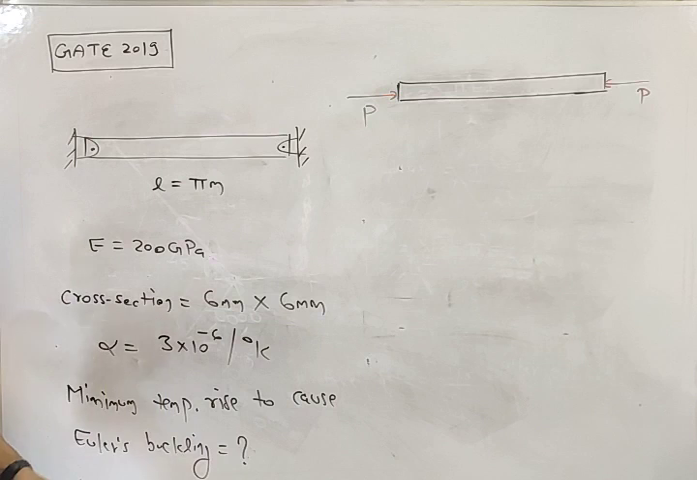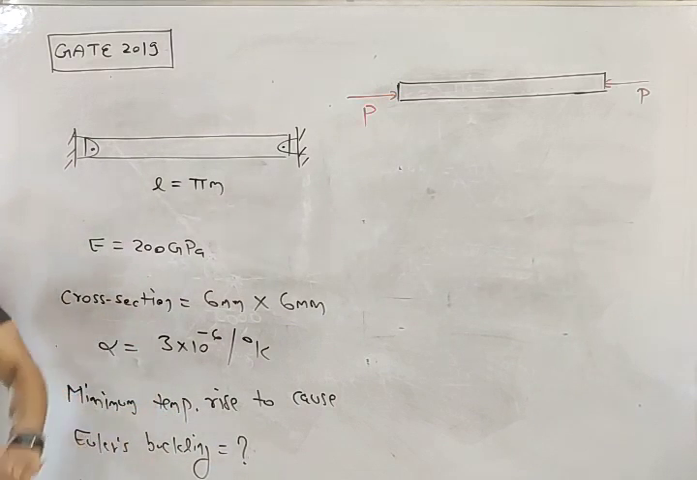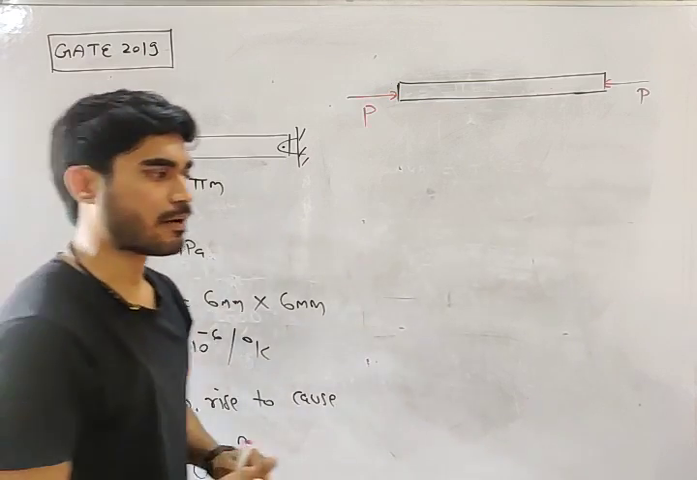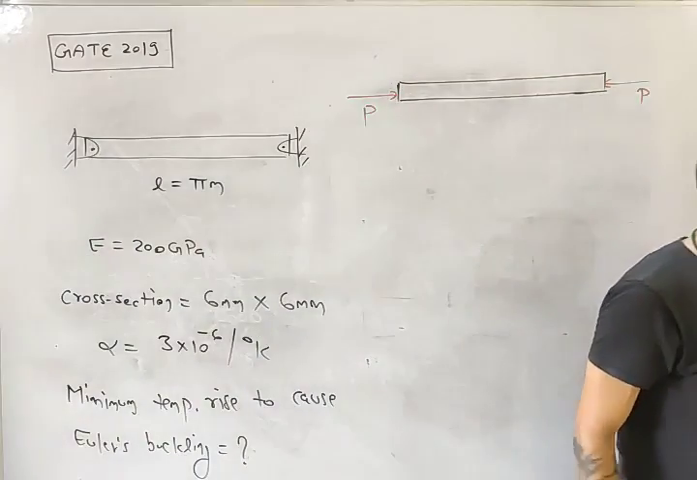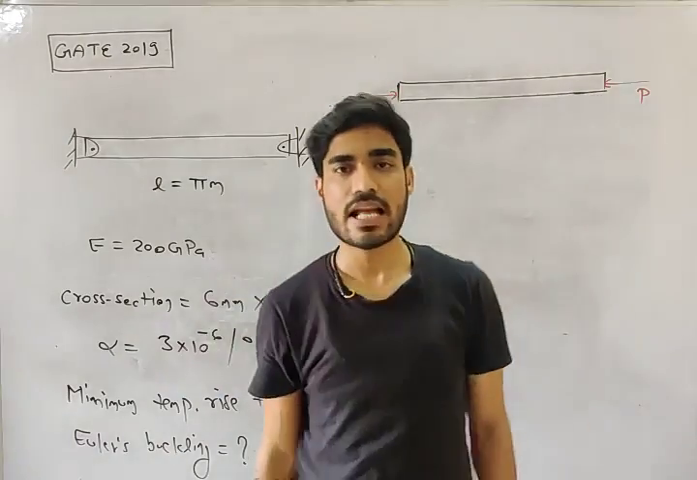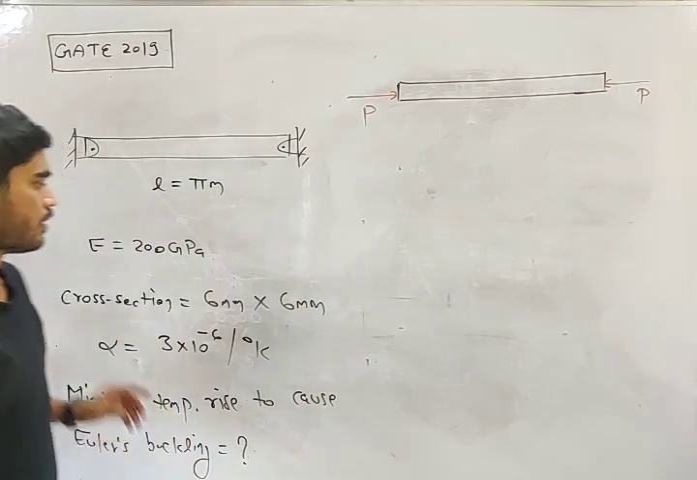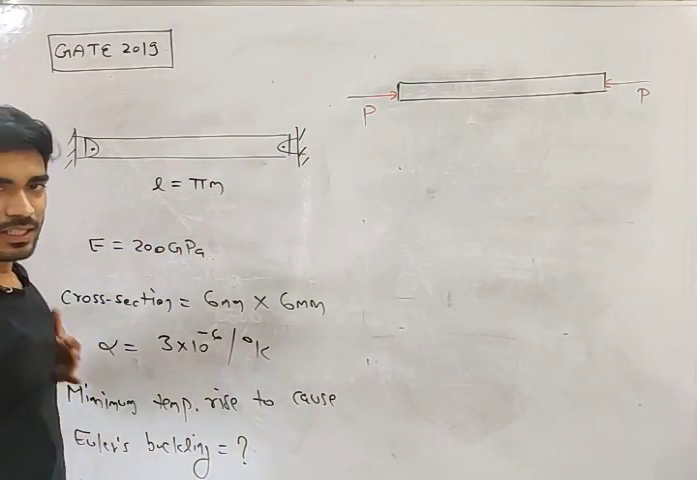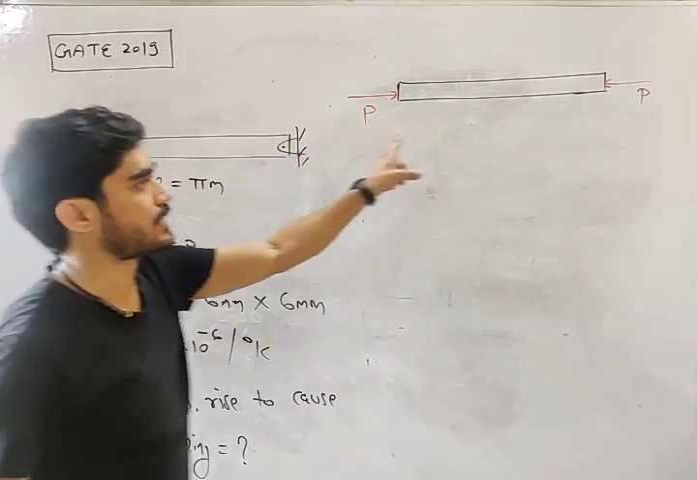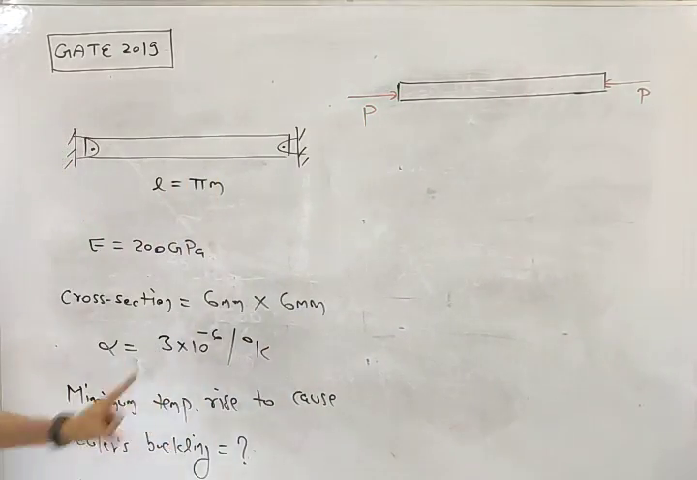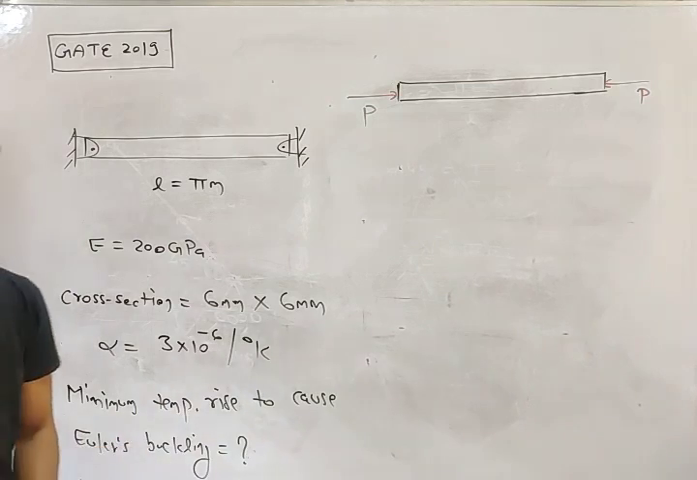You have to find the minimum increase in temperature to cause buckling. Understand this question, my friend, and then let's understand the solution. If you increase the temperature, it will try to expand and the supports will apply a compressive load like this. Now you have to find the minimum temperature rise to cause Euler's buckling.